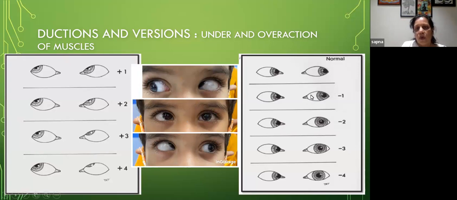Okay, now when we talk about under action, this is an example of a lateral rectus under action. So full abduction; -1 is where we are hardly able to make out the under action. -2, okay. -4 is touching the midline. So from -4 to -1, in between we divide it as -1, -2 and -3. -4 is not crossing the midline.